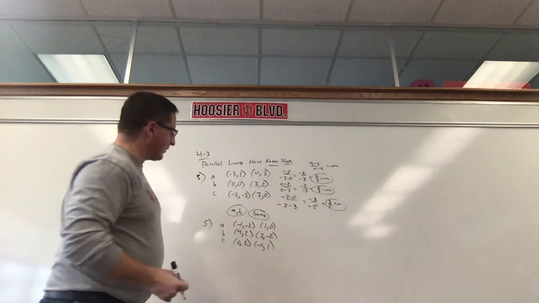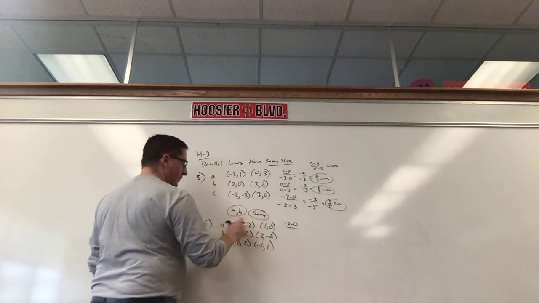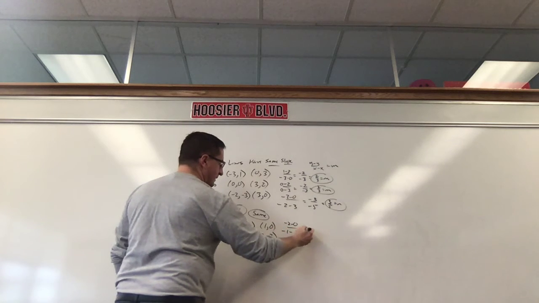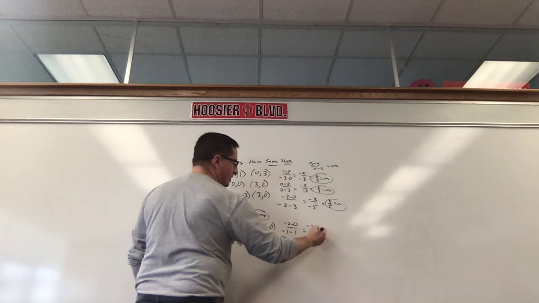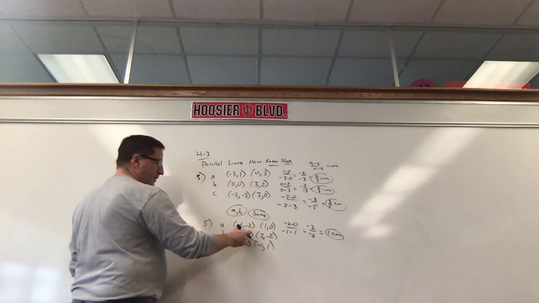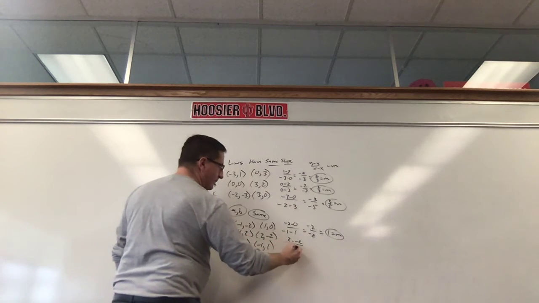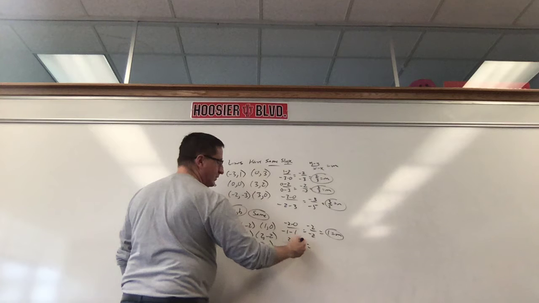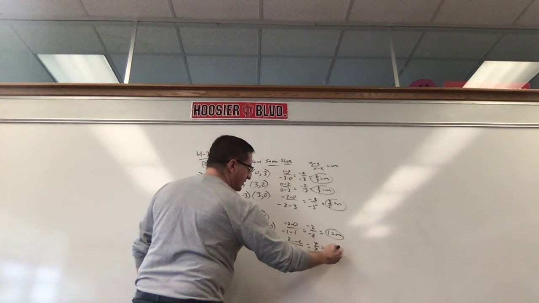We find the slope between each of these. Negative 2 minus 0 over negative 1 minus 1. Negative 2 minus 0 is negative 2. Negative 1 minus 1 is negative 2. Negative 2 over negative 2 is 1. And the same thing here. Y minus y, 2 minus negative 2 over 4 minus positive 2. 2 minus minus 2 is 2 plus plus 2, which is 4. 4 minus 2 is 2. 4 over 2 is 2.